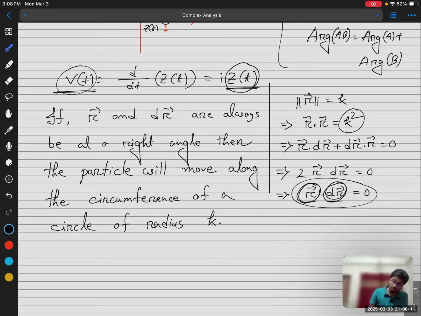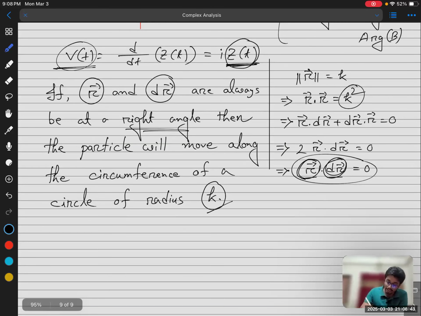So as the position vector and its derivative are always at a right angle, we can say that the particle is basically moving along the circumference of a circle. So obviously this z of t will also move along the circumference of a circle of radius k, but we don't know what the value of k is. It can be less than 1, it can be greater than 1, it can be really large values and others. So we are just going to find this k value.